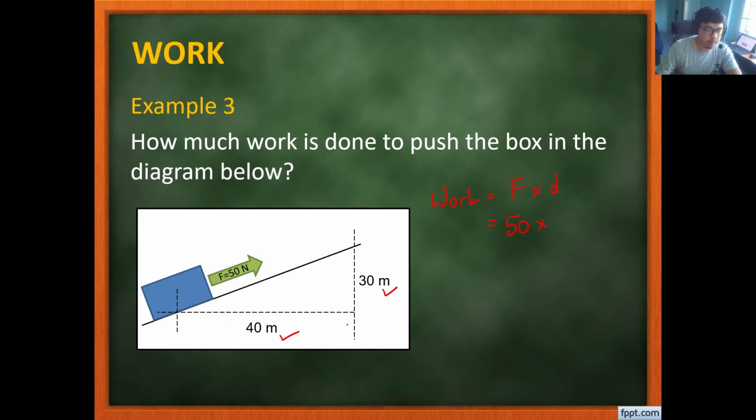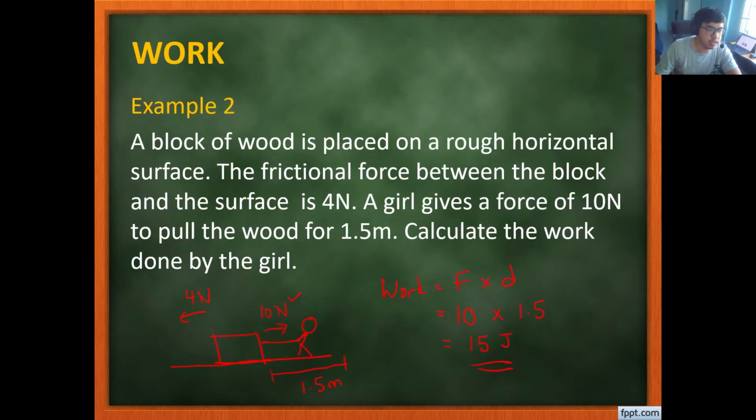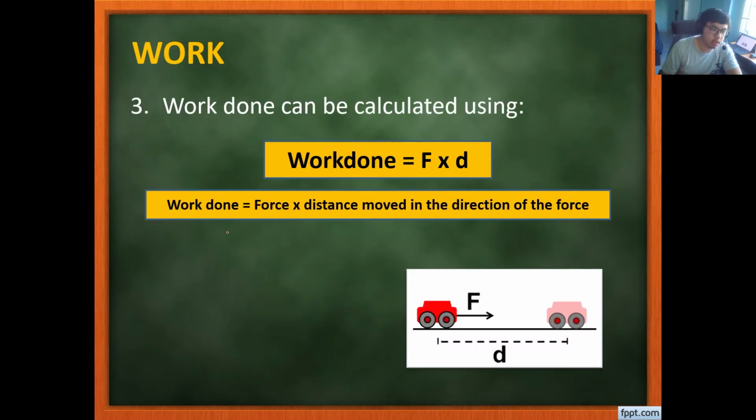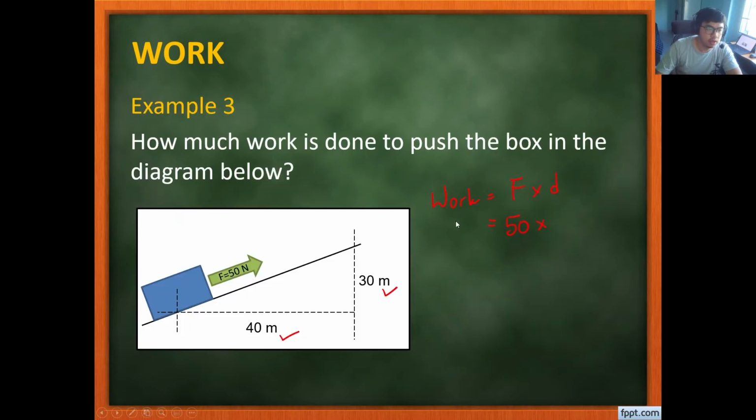Now if you remember from the slide previously, when we're talking about work done, the distance that is being produced when doing the work has to be in the same direction of the force. So in this case, which distance do we use? It's actually this distance here, because this distance is the same direction. The force is in this direction. This distance has the same direction. In other words, it's parallel to the force. So you have to find out this distance here.